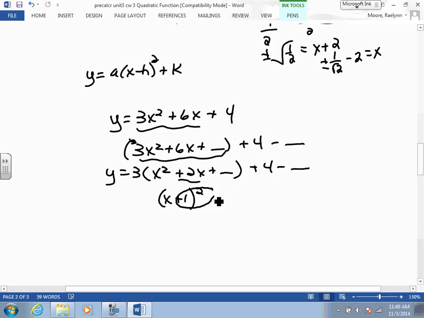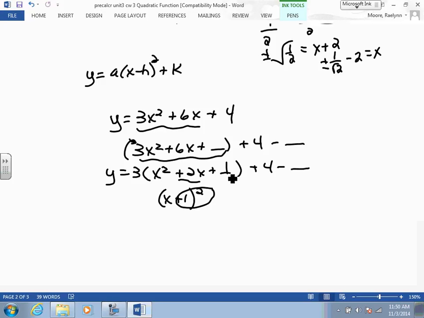Easiest way, what's 1 squared? 1. Why will this one never be a negative? I always keep writing plus. Why don't I ever write minus? How do I know it's always going to be plus? Because when you square a negative, what do you get? Positive. So whether this guy is x plus 1 or x minus 1, you will always get a positive in this part. Now, isn't that factorable to x plus 1 times x plus 1?